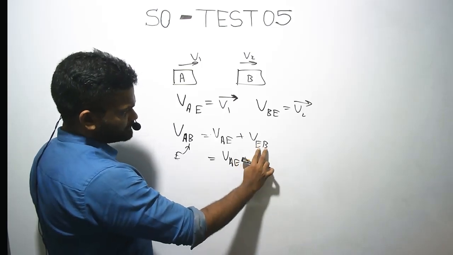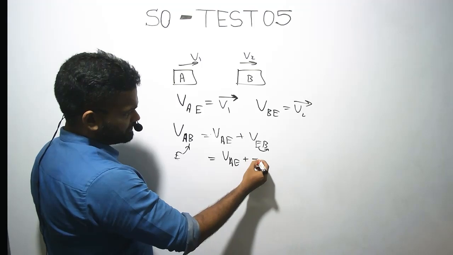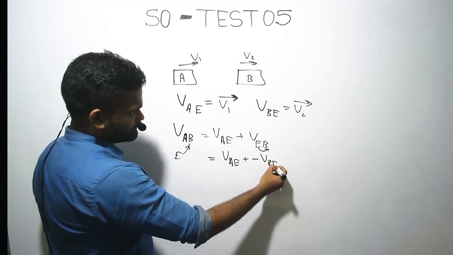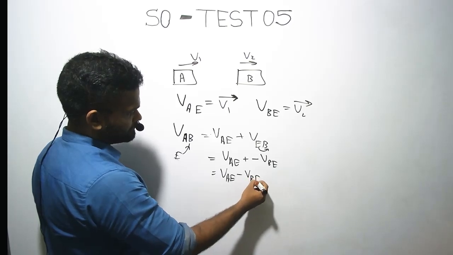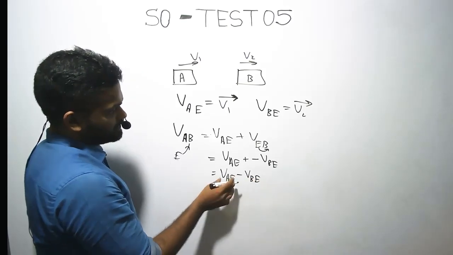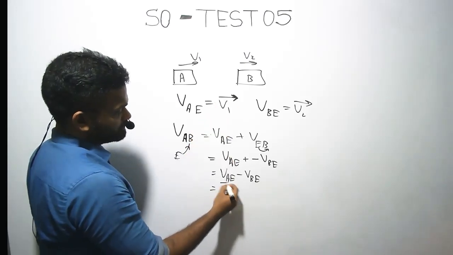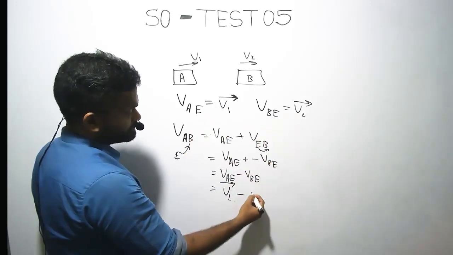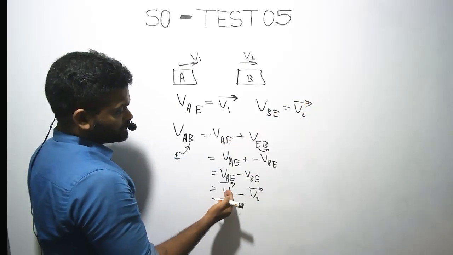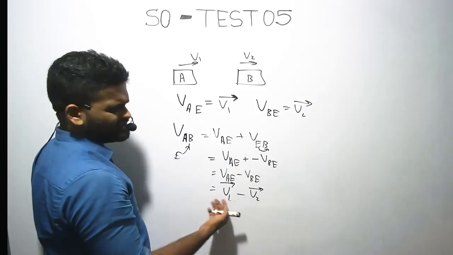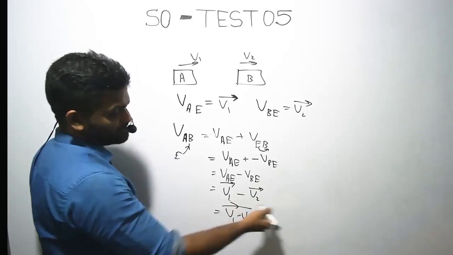Since these are vectors, you can change this to BE and make it a negative. So VAE minus VBE, right? Okay, now we know that VAE is V1 to this direction, minus VB is minus V2 to this direction. Since these two vectors are in the same direction, you can just simplify that. So it becomes V1 minus V2 to this direction.